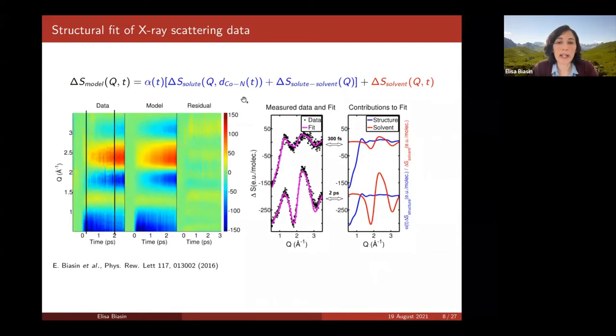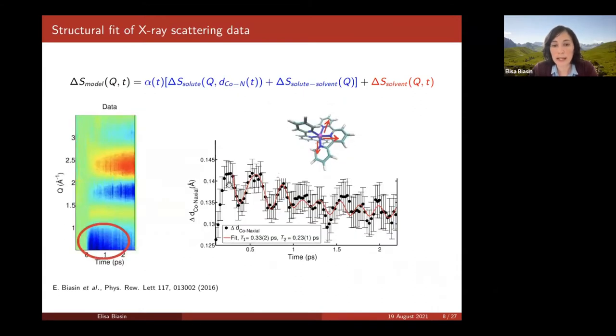In the model, we can introduce a time-dependent structural parameter. In this case, it was the cobalt-nitrogen bond length. So from the data, we retrieve information about the changes in that structural parameter. In this plot, which is the result of the fit, you can see that the cobalt-nitrogen bond length expands with respect to the ground state and then relaxes into the high spin equilibrium structure, whose value is found to be approximately 0.13 angstrom longer than the ground state.